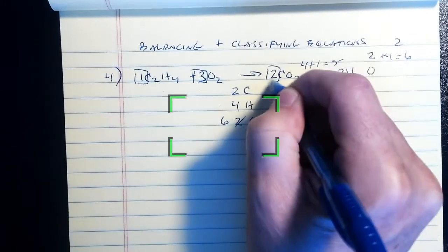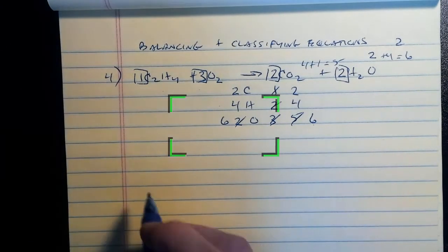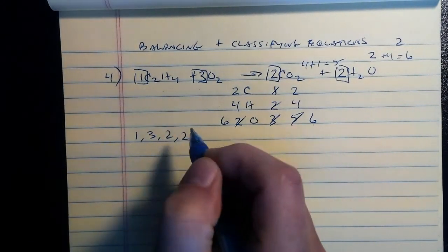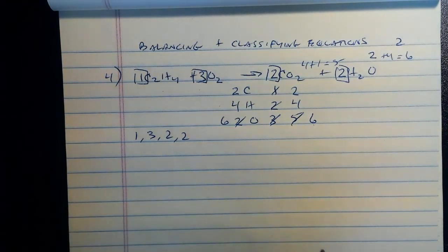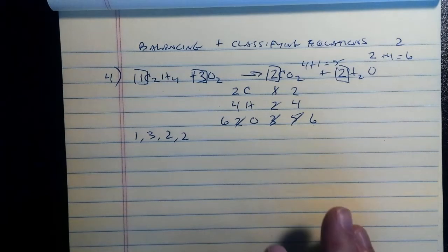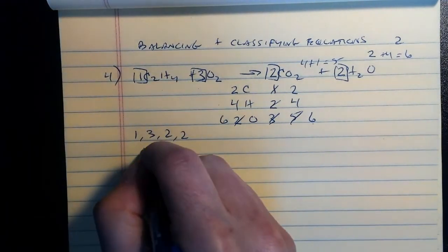Box up the rest of our coefficients. On a multiple choice test, you are looking for 1, 3, 2, 2. And that's your coefficient ratio, your molar ratio, your mole ratio. And this is, of course, combustion.